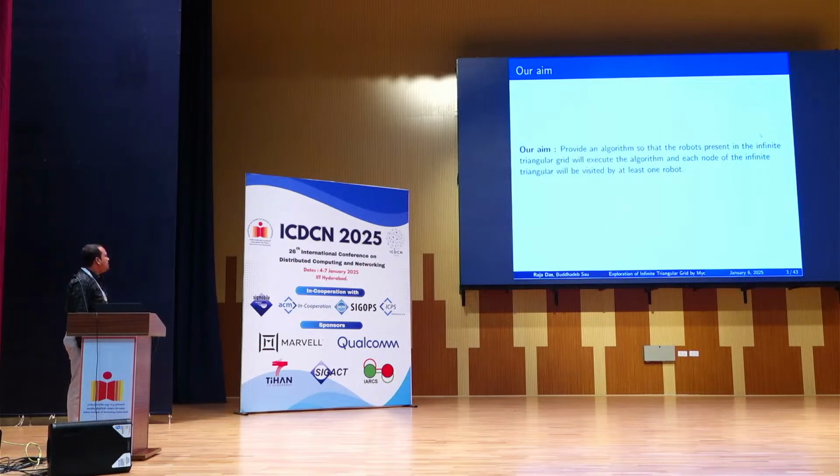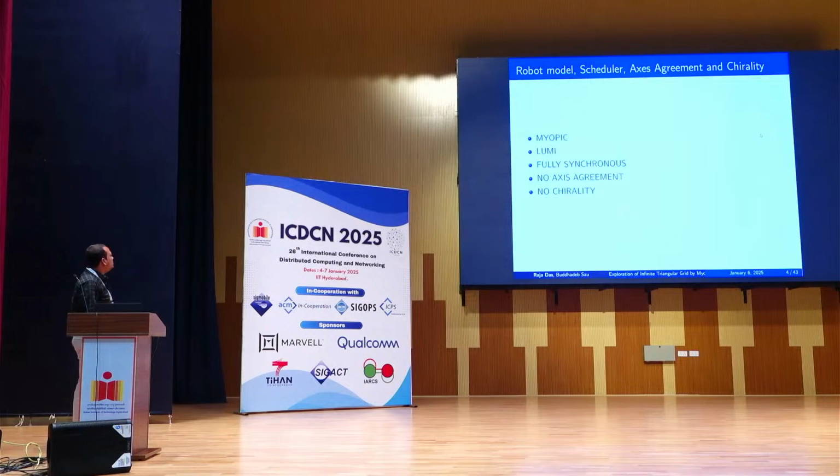We want to give the algorithm so that the robots present in the infinite triangular grid will execute the algorithm, and together they explore each node of the infinite triangular grid. Here we have also considered myopic robots. Robots can see up to a certain distance. Robots have light, the luminous model, and the scheduler is fully synchronous. There is no axis agreement, and we have considered no chirality. They do not share any common chirality or any other chirality.